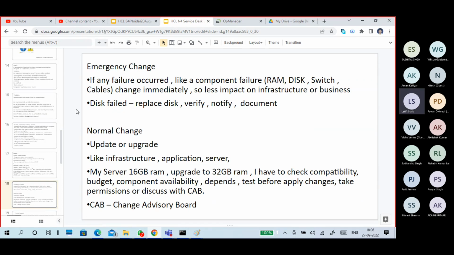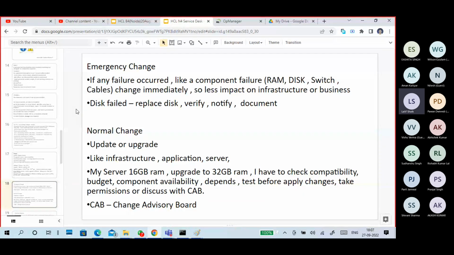And in change, there are two types: emergency changes and normal changes. Emergency changes, for example, a disk failure: you go and replace the disk. For that, you don't need to do all the homework. You know what a hard disk is. A hard disk is available. Tell them I need a hard disk. We'll remove it, connect the new hard disk, and start using it.